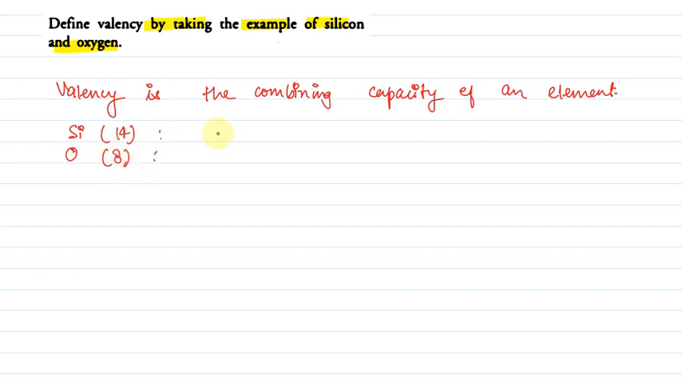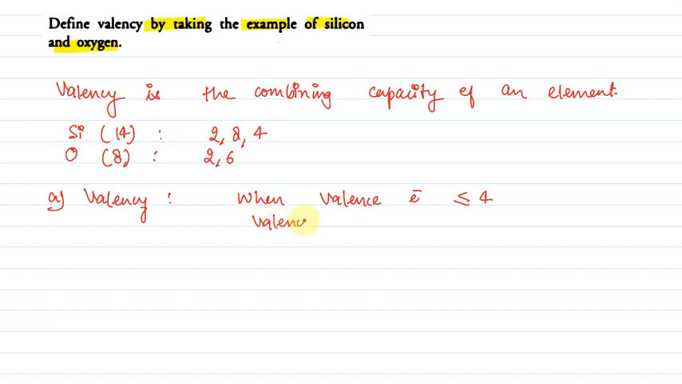So the configuration of silicon is 2, 8, 4. Okay, and the configuration of oxygen is 2, 6. Now we will calculate valency by two methods. First, valency when valence electrons are less than or equal to 4. So in that case, valency should be equal to the number of valence electrons.